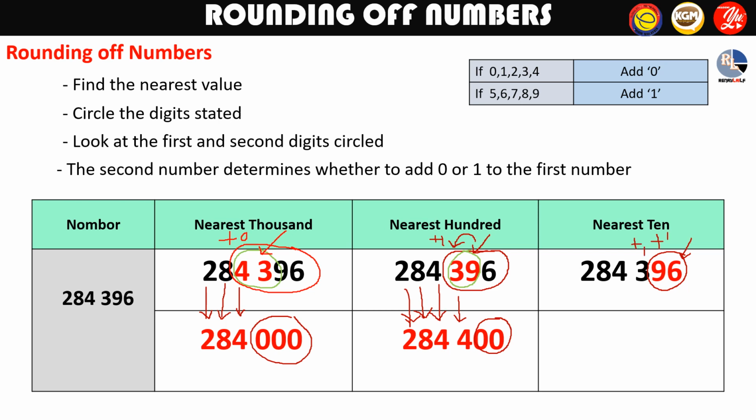So let's look at what is the last answer. Yes. Nearest 10, the last answer is supposed to be 0. Alright, 9 plus 1 is 10. So we put 0 and we put 1 on top. 3 plus 1 is 4. So the answer is 284,400.